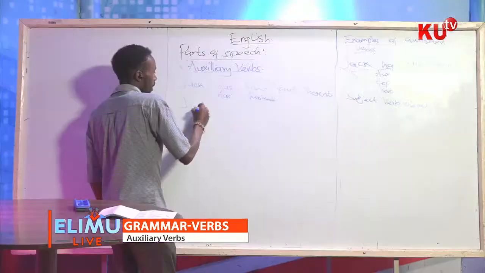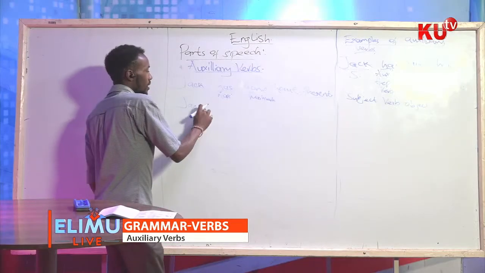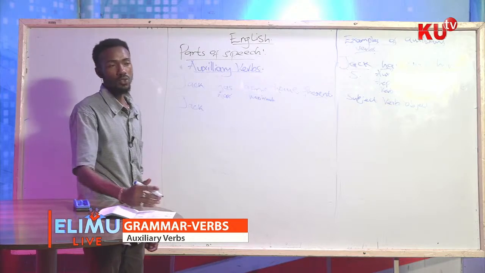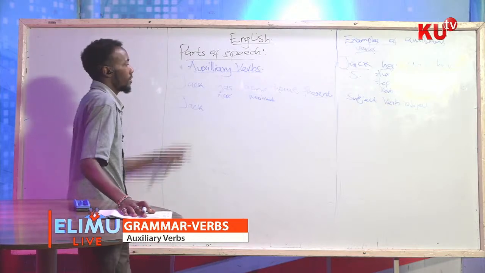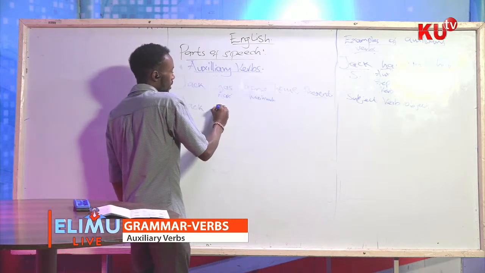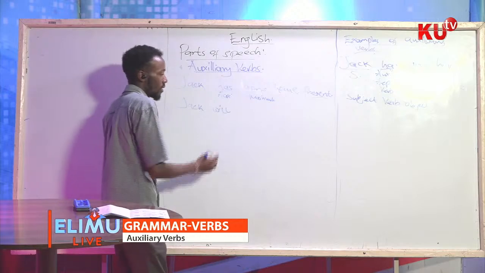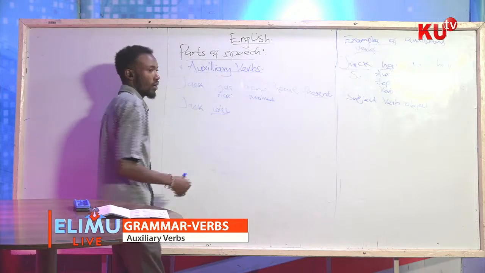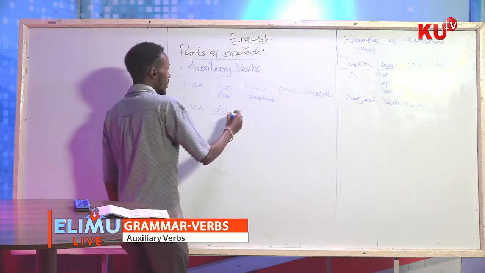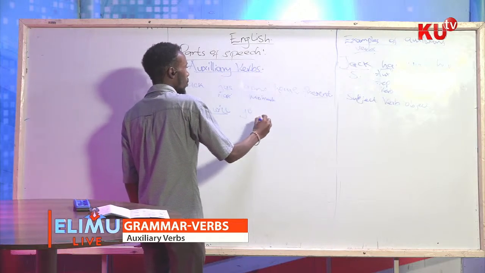Jack, future tense is something you are expecting that is going to happen. That is the future tense. So Jack will. He will do it eventually. Jack will go home.